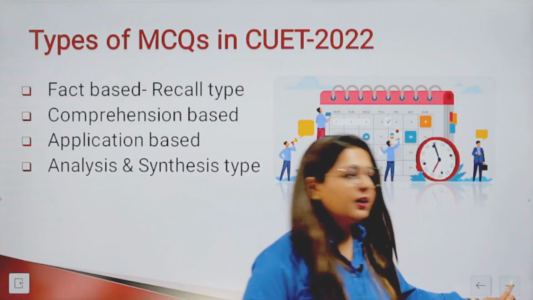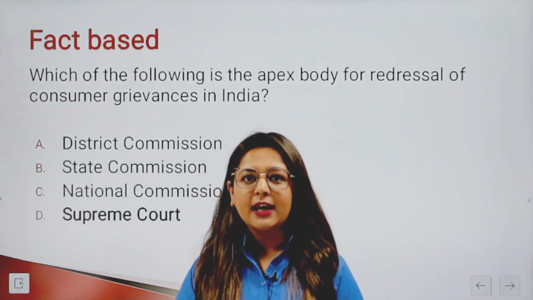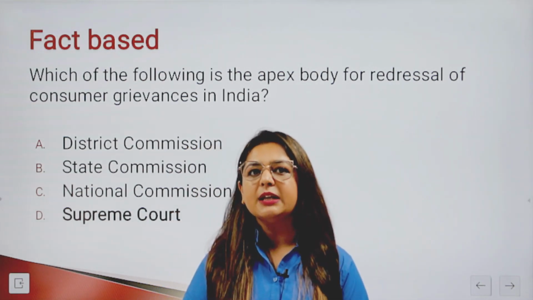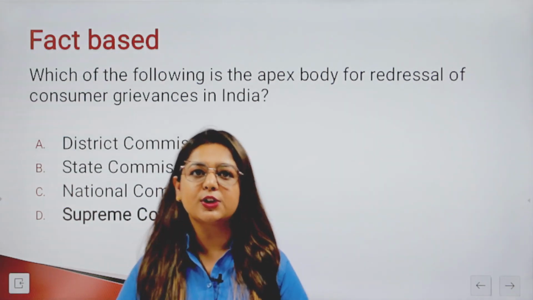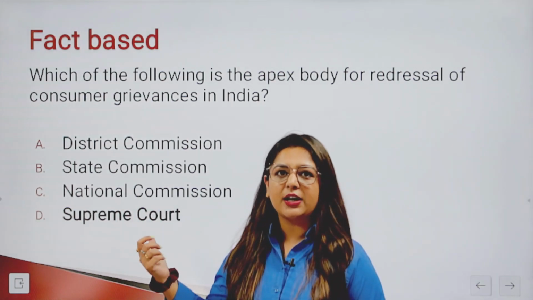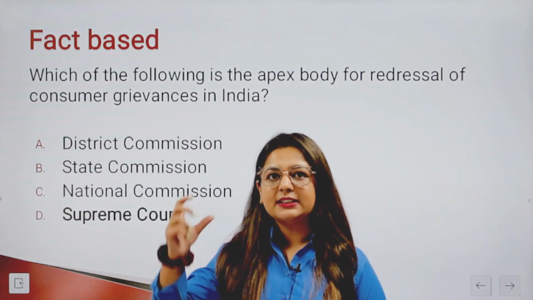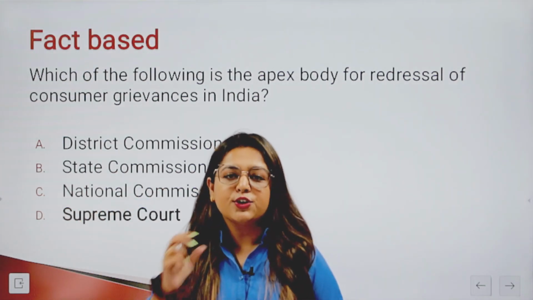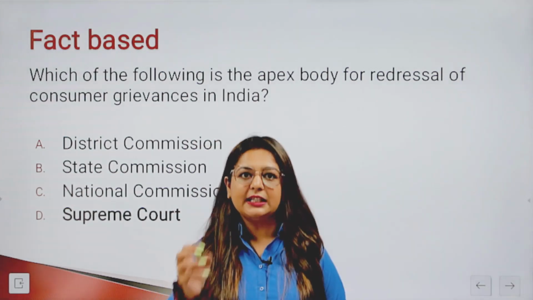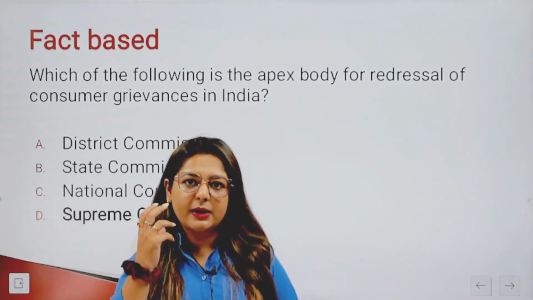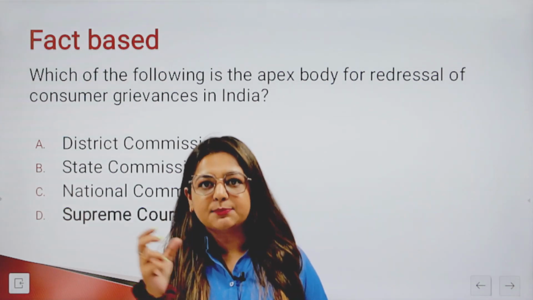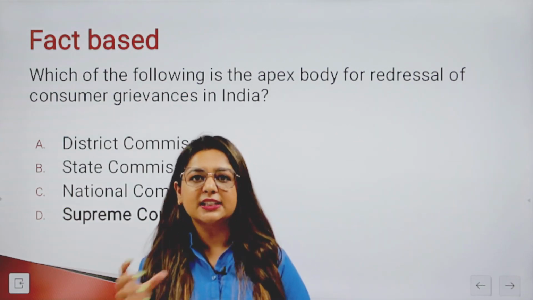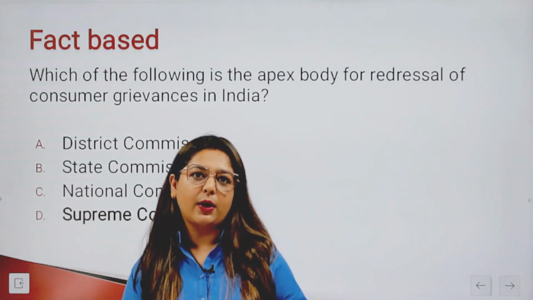Ideally, the fact based questions are to check your memory and your learning power, and how you can apply a fact in a particular question. For example, in this question it is directly asked what the apex body is for the redressal of consumer grievance. This is a direct question regarding the apex body which is currently taking care of consumer grievance. So this is one example of the fact based question.